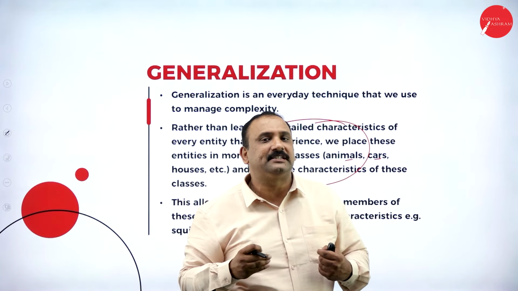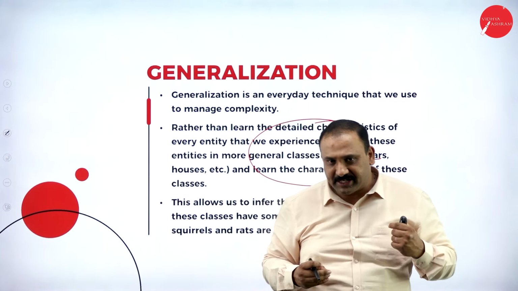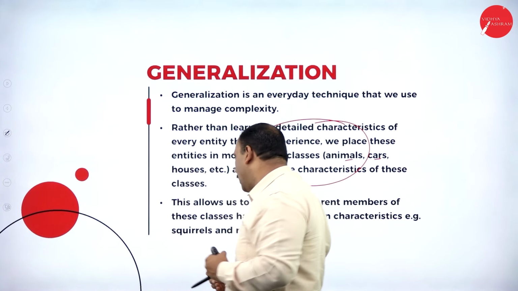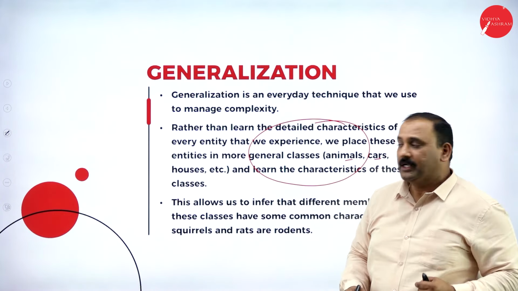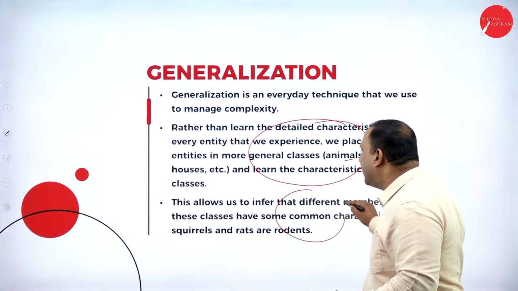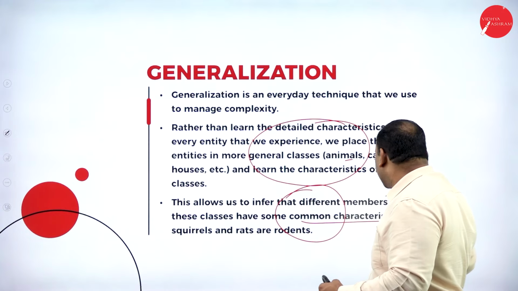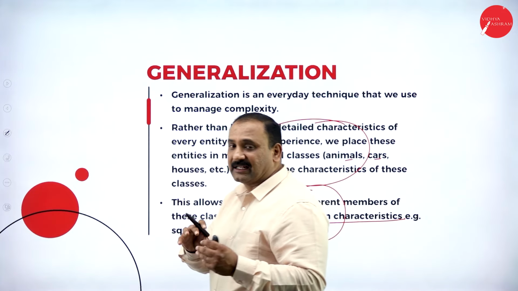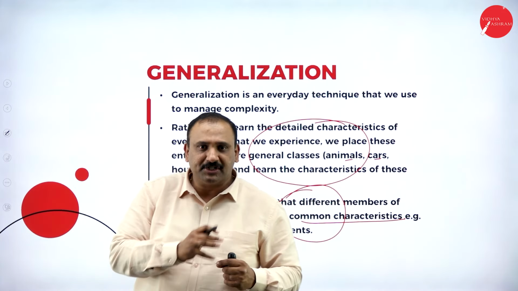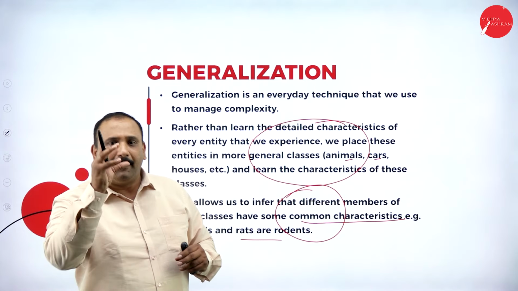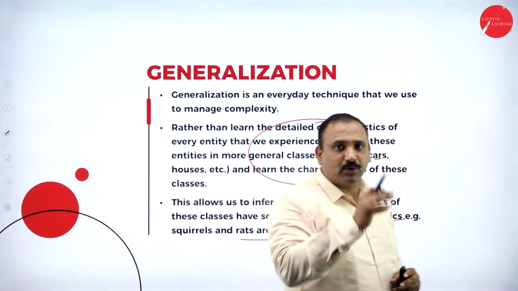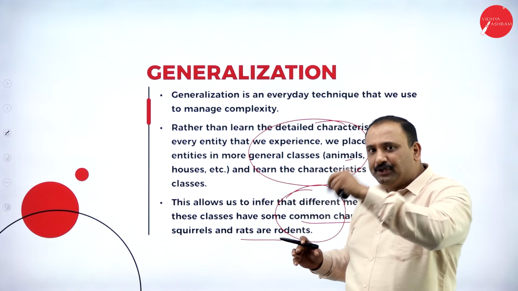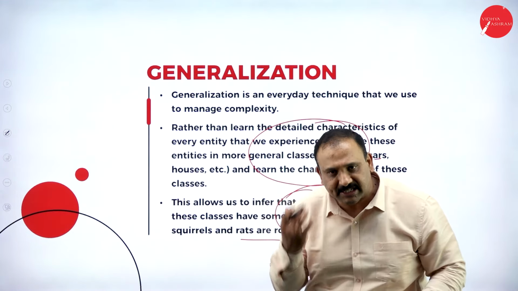So here, let me first generalize the concept, and we will learn about it in detail in the coming sequences, in the coming activities altogether. Now, what does this generalization do? This allows us to infer that different members of these classes have some common characteristics. Like here we have used squirrels and rats are rodents, for example. So the moment I classify animals or cars or four-wheelers or two-wheelers, three-wheelers, when I put them into a particular category, it becomes a specific group by itself, and then we start delving deep into the group in terms of understanding their characteristics better.